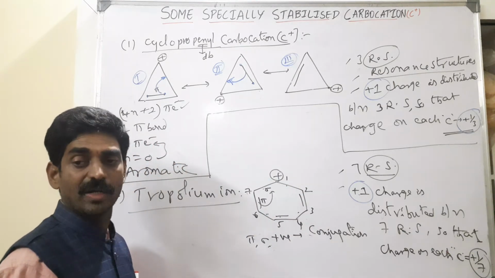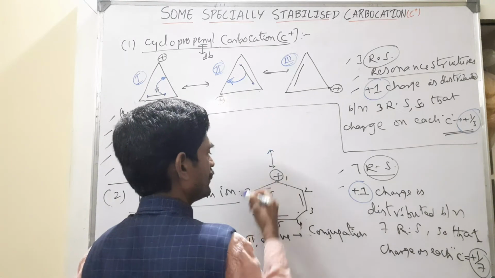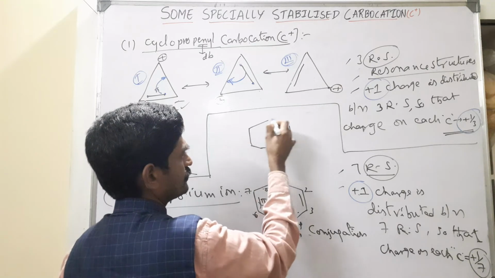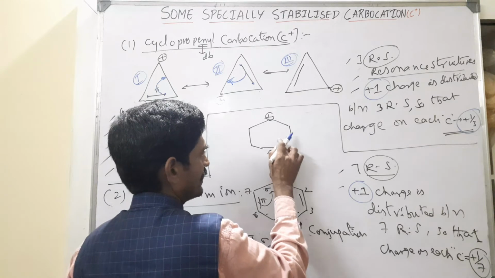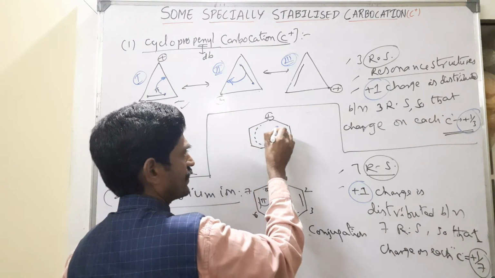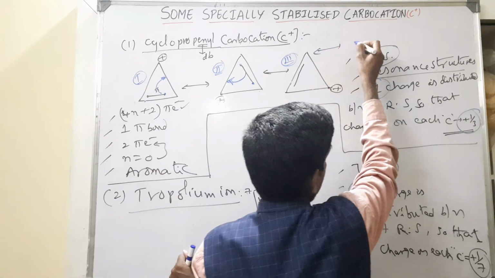carbocation, tropylium carbocation, right? You will get the resonance structures of this. The resonance structure of this you can represent like this, with the positive charge. Then the resonance hybrid you will get like this. For this, the resonance hybrid you have to represent like this.